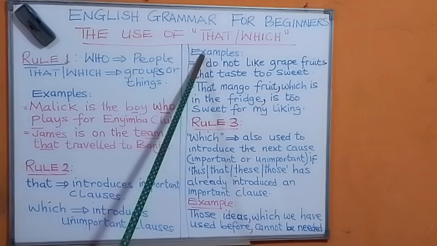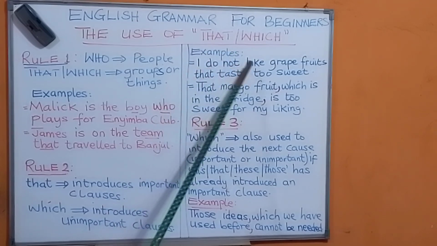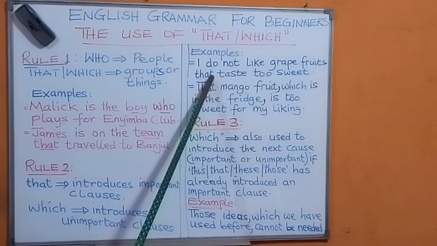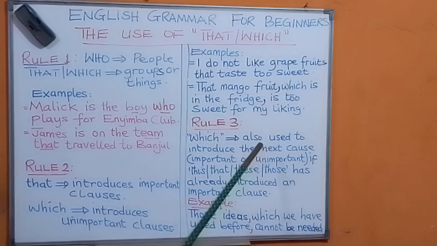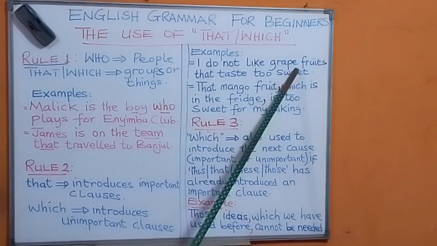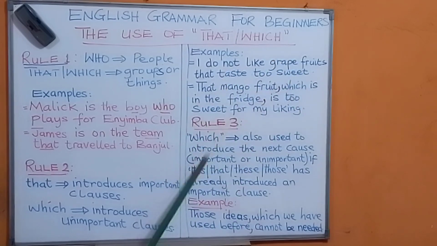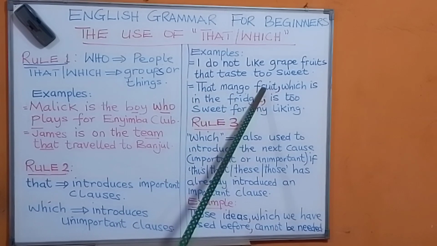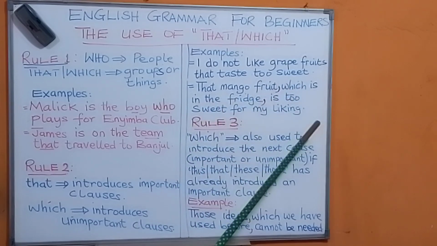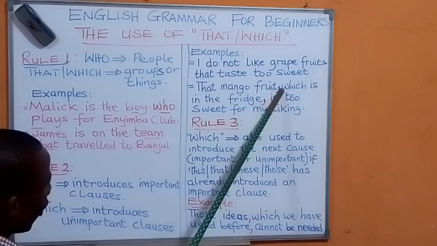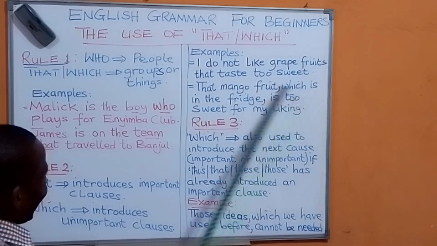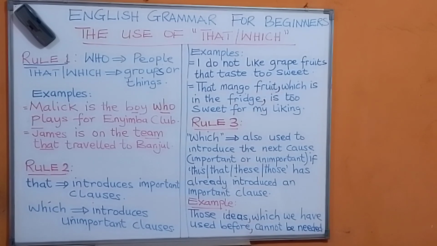Okay, let's take this example. I do not like grapefruits that taste too sweet. You see that? I do not like grapefruits that taste too sweet. Now, look at example number 2. That mango fruit, now I want to add information, which is in the fridge, is too sweet for my liking. Now, you see how we put this comma here, it means that which is in the fridge is extra information, but that may not be too important.